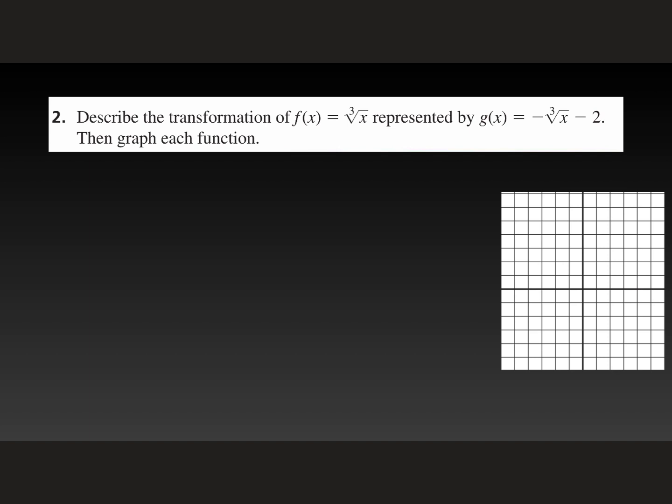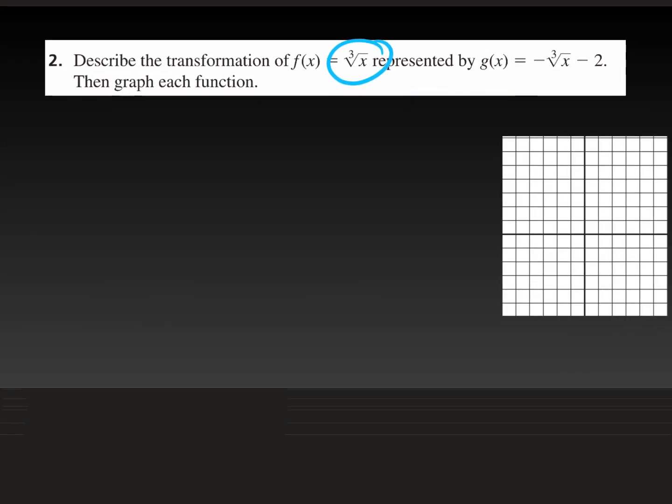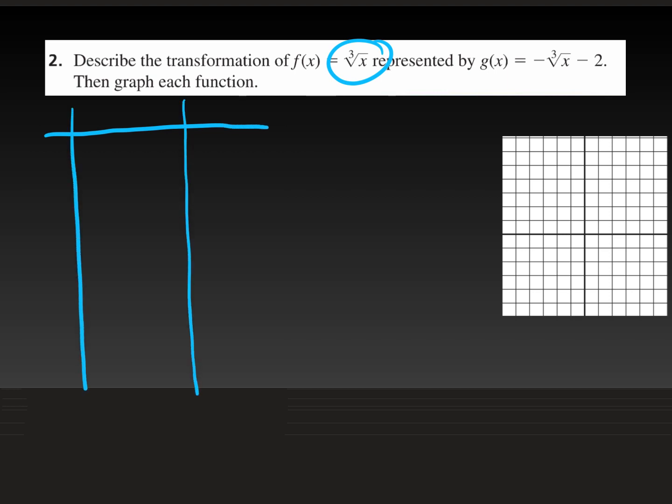All right, for the last one, we want to describe the transformation of our parent cubed root function and then apply the transformations. So starting with our cubed root, let's find our parent points. We only need to do this once because once we know our parent graph, then we're just going to shift it based off of that.